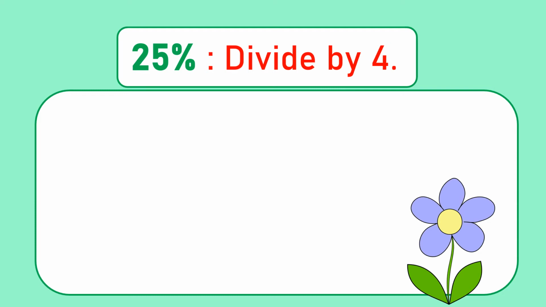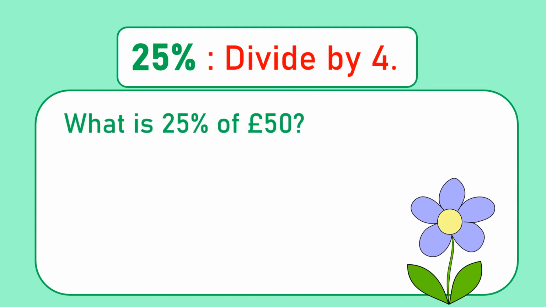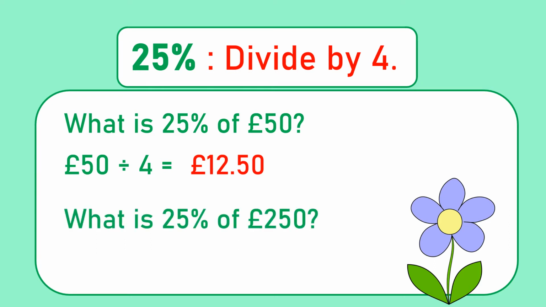So now we'll look at working out 25%, which is dividing by 4, or it's the same as working out 50% and then halving that. So 25% of £50, if we divide it by 4, £12.50. And 25% of £250, again divide it by 4, and we get £62.50.